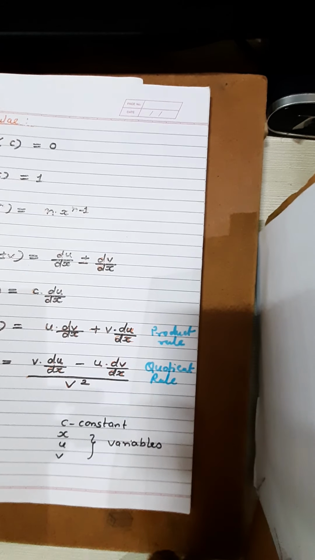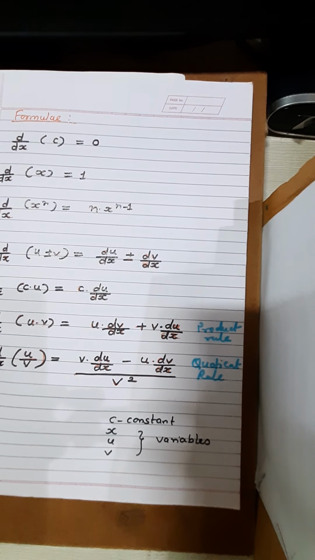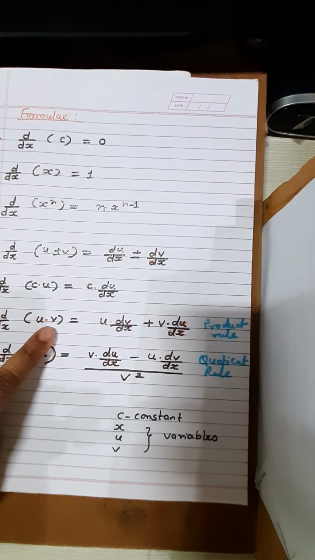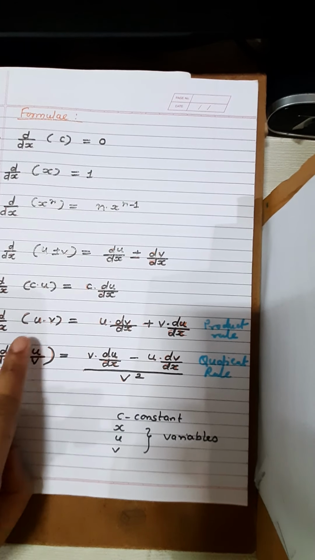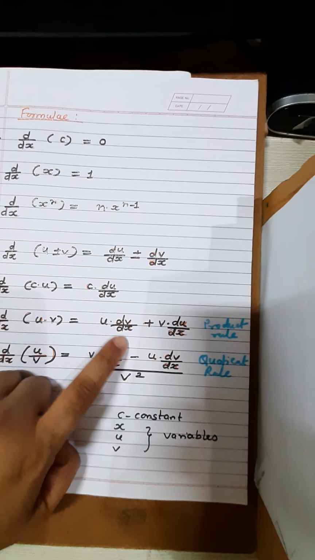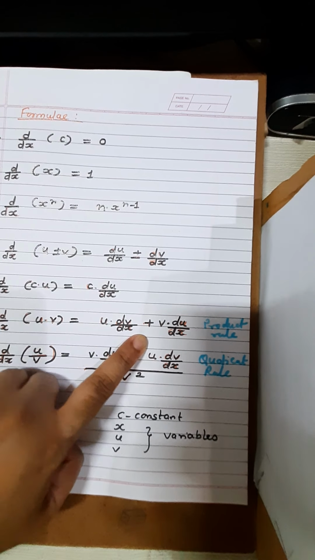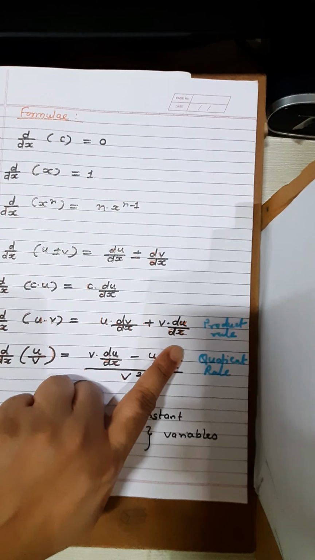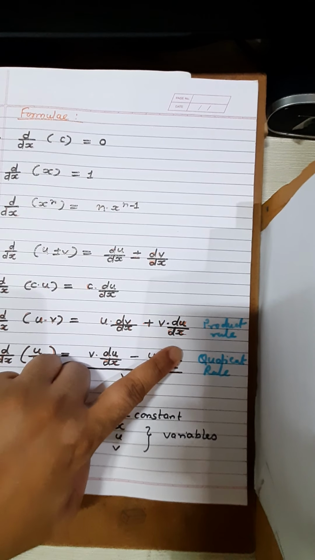Now let's see what that rule exactly is. If we have a product of two variables, so d dx of u into v, in order to solve such a question, what we have to do is first keep the first variable as it is, that is u, and take the derivative of the second variable. So u dv by dx plus keep the second variable as it is and take the derivative of the first variable. So the whole formula becomes u dv by dx plus v du by dx, which is the product rule.